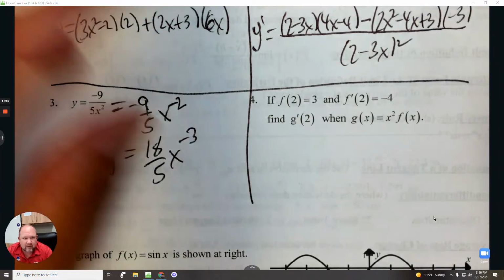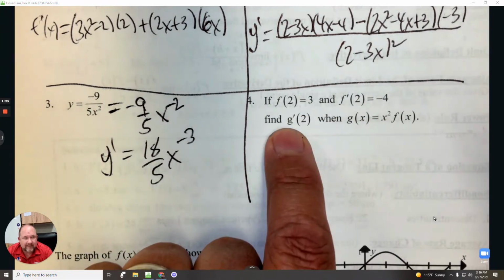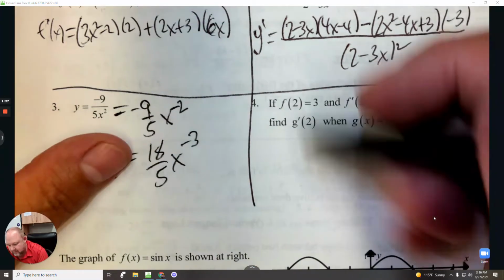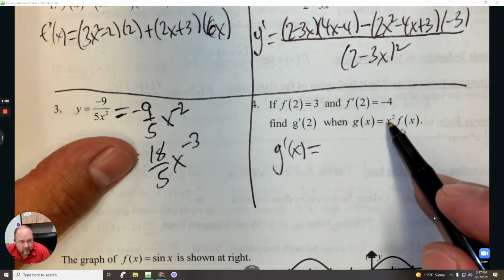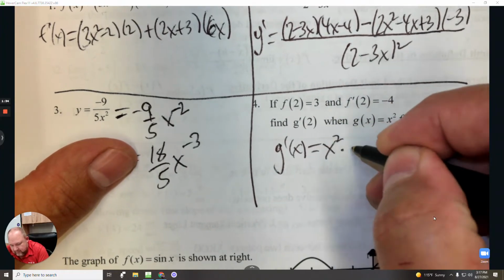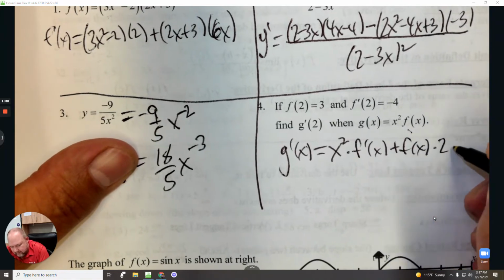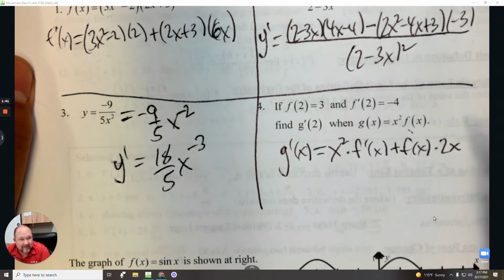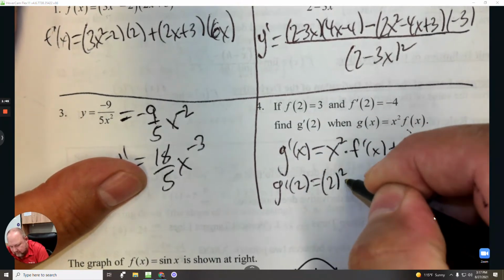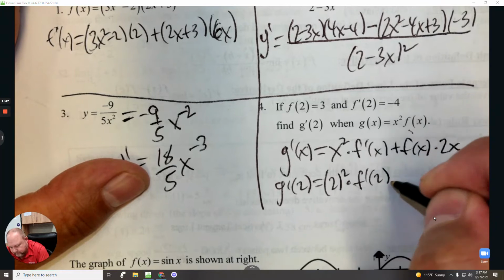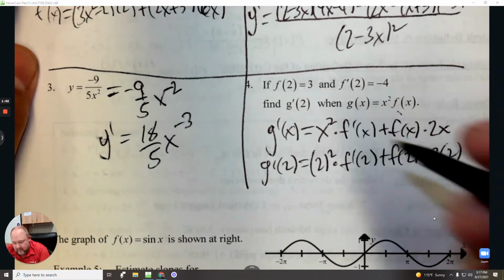For number 4, you're given f at 2 equals 3, and the derivative at 2 is negative 4. It says find this. So the derivative of g is the product rule. That's the first times the derivative of the second plus the second times the derivative of the first. Then we're going to plug in 2 everywhere there's an x. And then we're going to finish it.